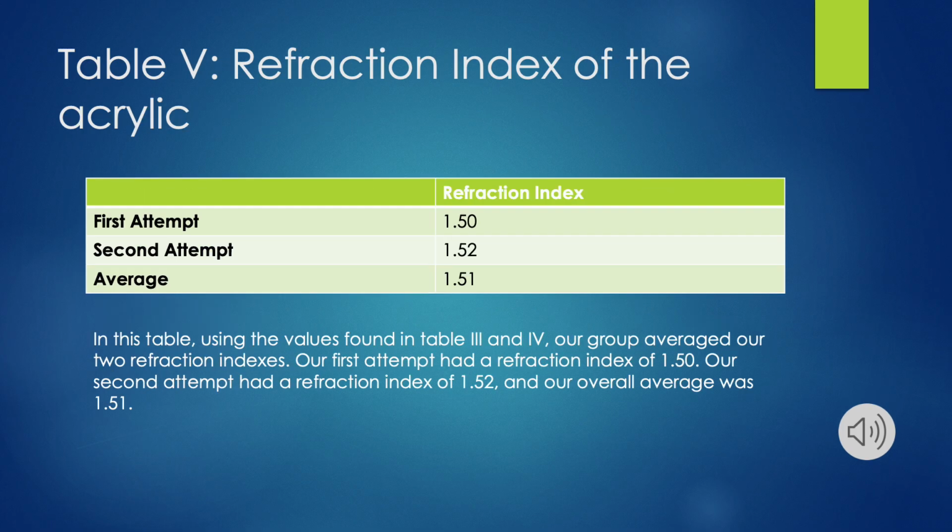Table 5, refraction index of the acrylic. In this table, using the values found in Table 3 and 4, our group averaged our two refraction indexes. Our first attempt had a refraction index of 1.50. Our second attempt had a refraction index of 1.52, and our overall average was 1.51.